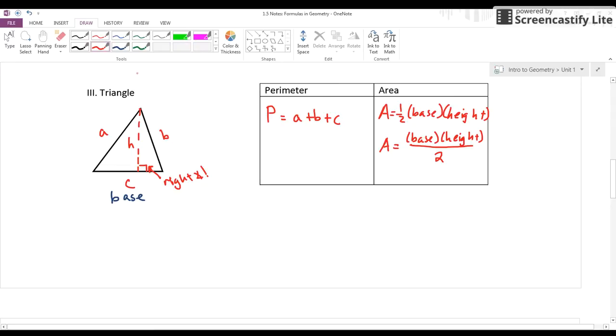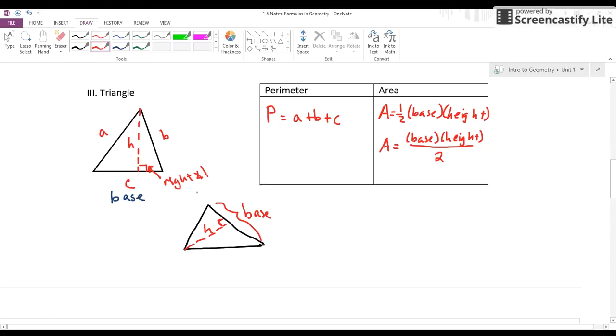Okay? Something I want to point out, again, is it doesn't matter where the height is. The height could be inside the triangle. It could be outside the triangle. It could also go from any other vertex. So let me just sketch out a couple other triangles for you. So if you have a triangle like this, don't mind the crooked line. Your height could go from this bottom left-hand corner and up to that opposite side as long as it's perpendicular. So this becomes the height and this entire side is the base.